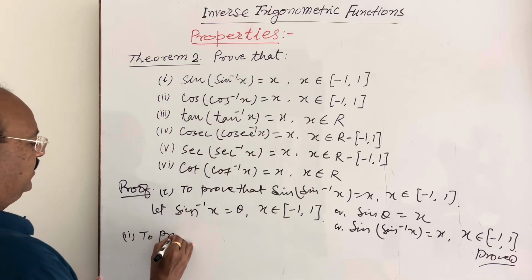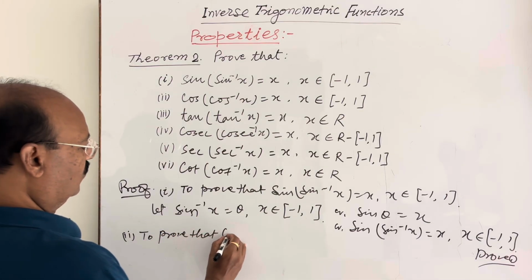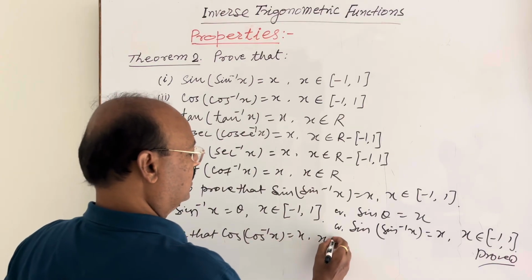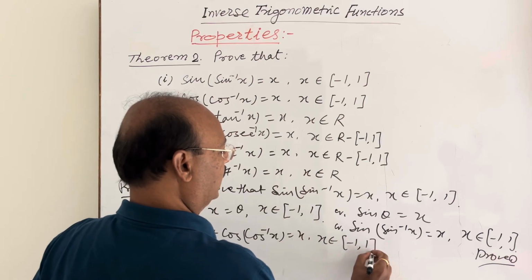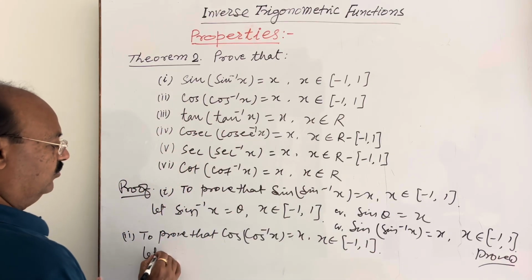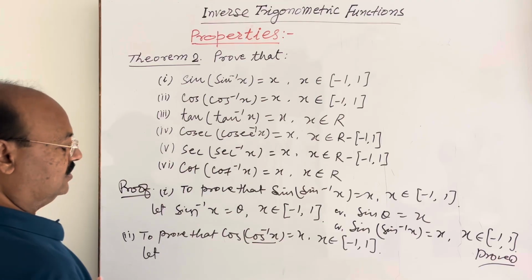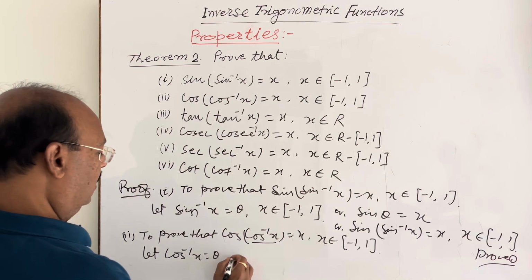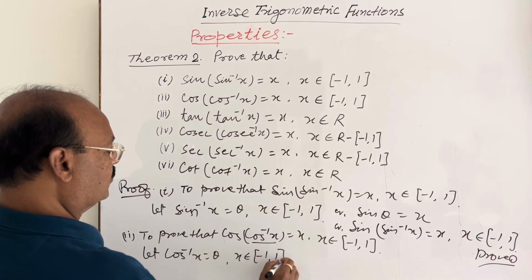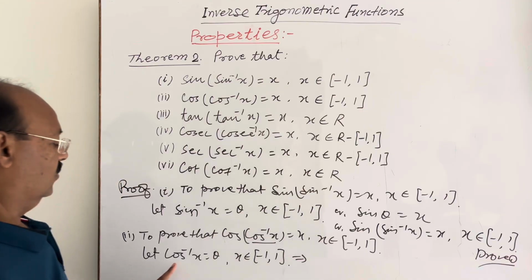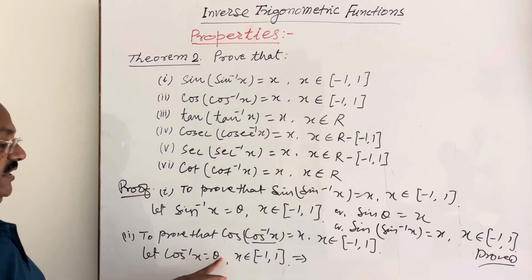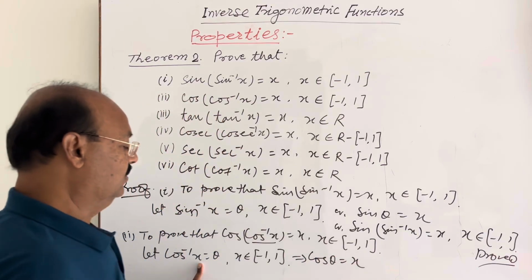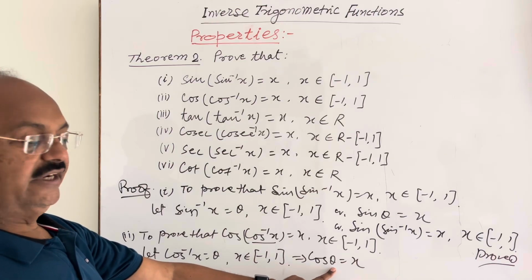Here we have to prove that cos of cos inverse x is equal to x. x belongs to the closed interval minus 1 to 1. So here also we'll start with putting cos inverse x is equal to theta. So let cos inverse of x be equal to theta. Here x lies in the closed interval minus 1 to 1. So cos inverse x is equal to theta, it means cos theta is equal to x. So therefore cos of theta is equal to x. Simply here we have to write the value of theta, and we'll get the result.